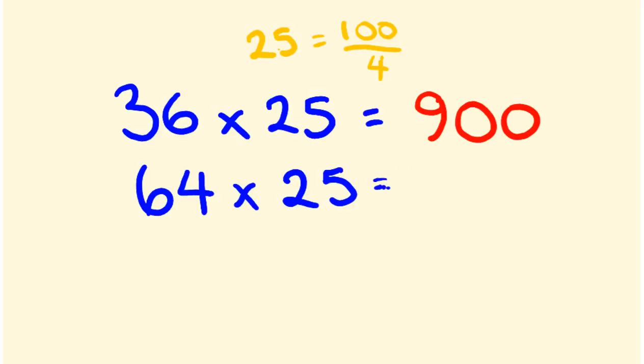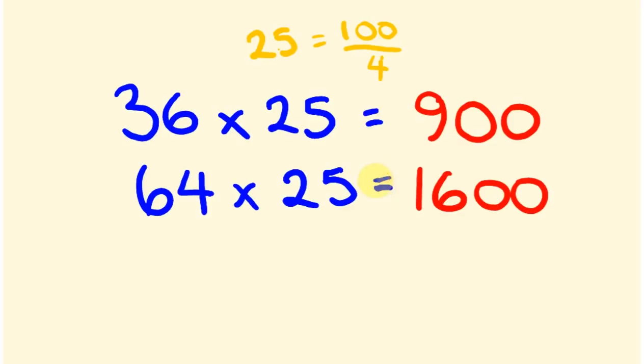Okay, so what do we do first? We divide by 4, so 64 divided by 4. Hopefully you're going to get the answer of 16. And we're just putting these two zeros, we're multiplying by 100. Pretty easy, right?